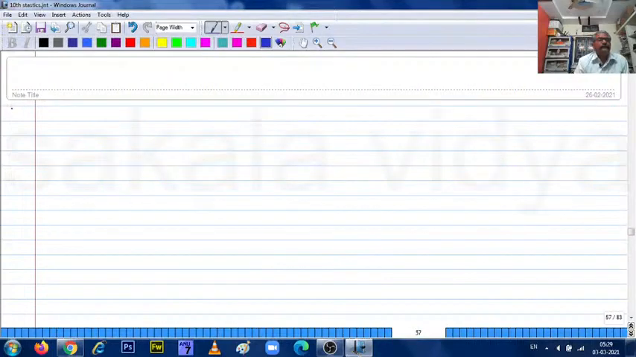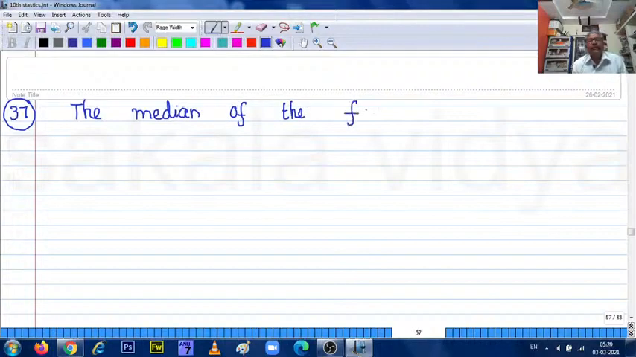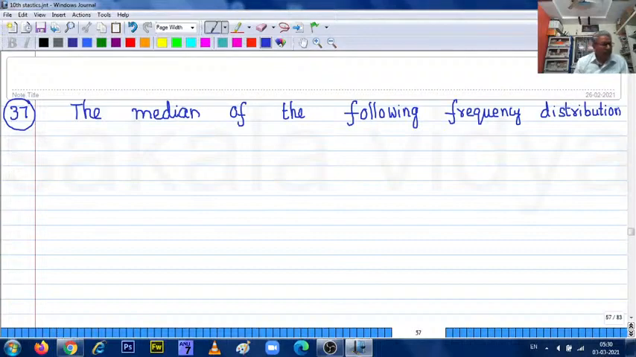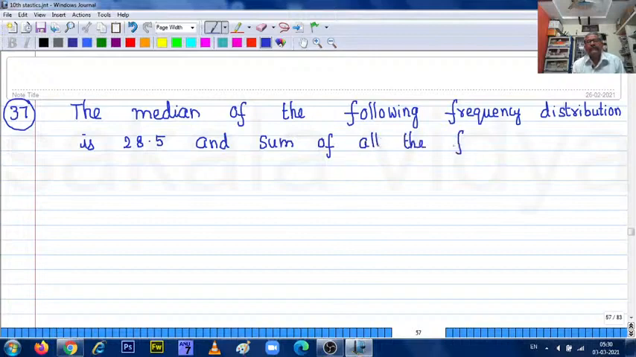Now the 37th problem. The median of the following frequency distribution is 28.5 and the sum of all the frequencies is 60. That means total frequency is 60.